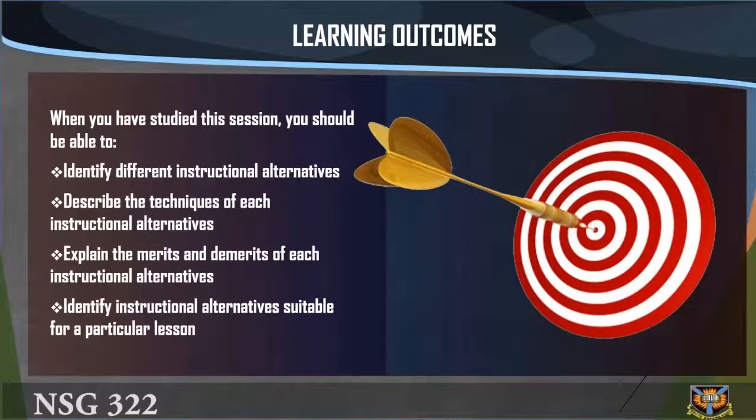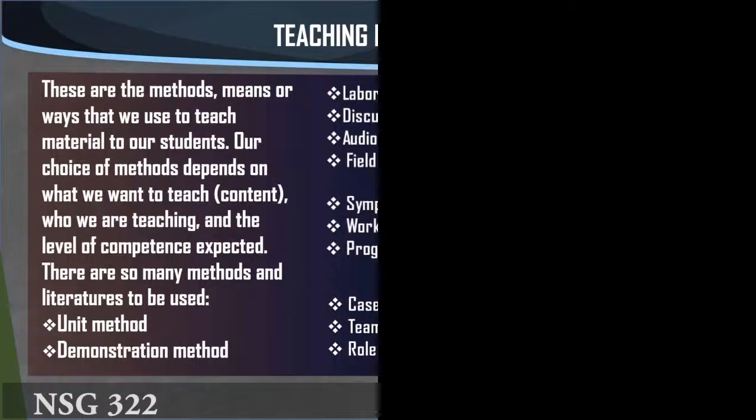Learning outcomes. When you have studied this section, you should be able to identify different instructional alternatives, describe the technique of each instructional alternative, explain the merits and demerits of each instructional alternative, and identify instructional alternatives suitable for a particular lesson.